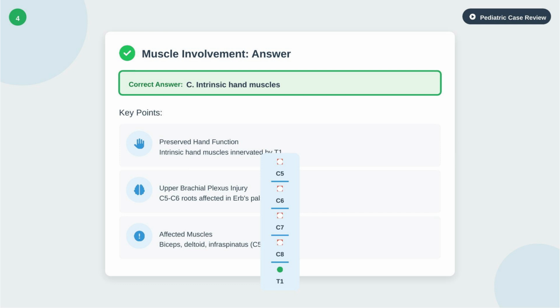Intrinsic hand muscles. In classic Erb's palsy, the injury affects the upper brachial plexus, specifically C5 and C6 nerve roots. The intrinsic hand muscles are primarily innervated by T1, which is typically spared in Erb's palsy. This preservation of hand function is an important distinguishing feature from total brachial plexus injuries. The biceps, deltoid, and infraspinatus are all affected in Erb's palsy as they receive innervation from the upper roots.